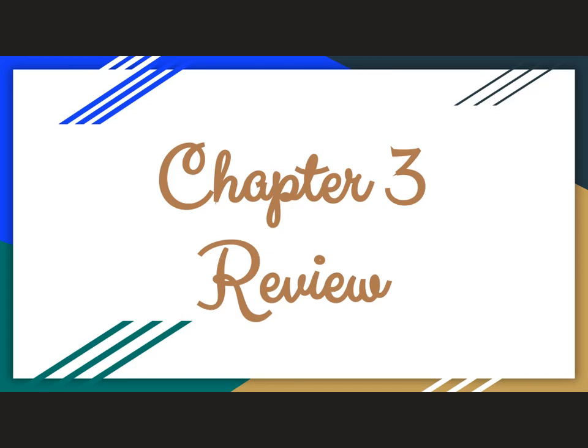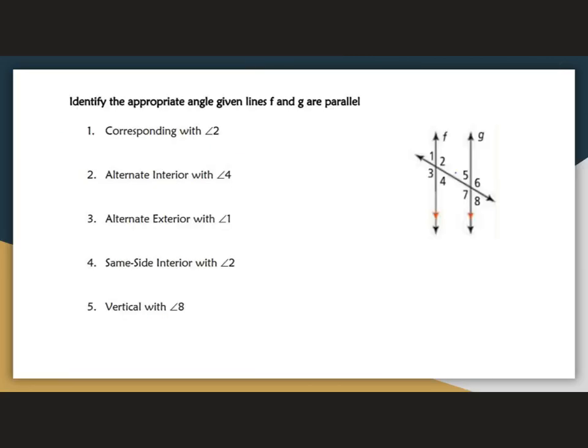This is a video showing you how to do each problem in the Chapter 3 review. Problems 1 through 5 give you a diagram and ask you to identify the appropriate angle given lines F and G are parallel.